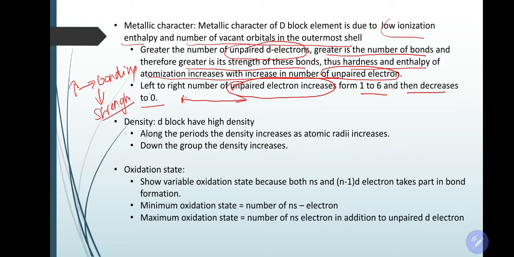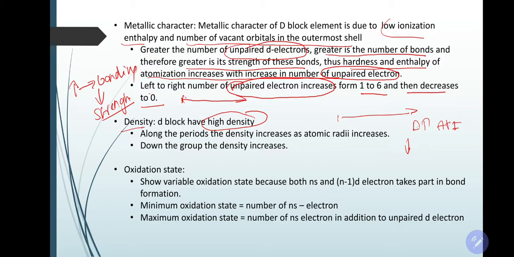Now let us talk about the density of d block elements. D block elements have high density. Along the period, as you go from left to right, the density increases as the atomic radii decrease. And density will increase as you go down the group, as the atomic radii increase.